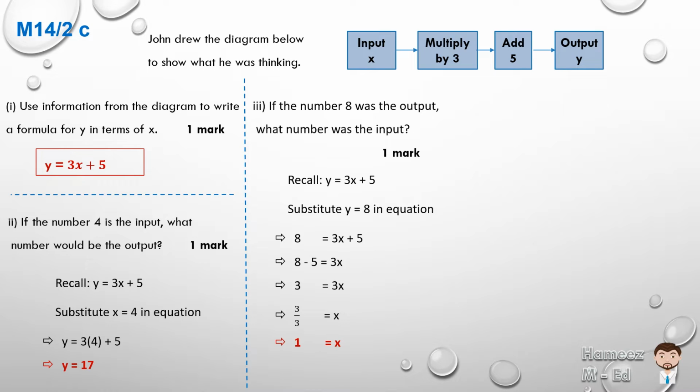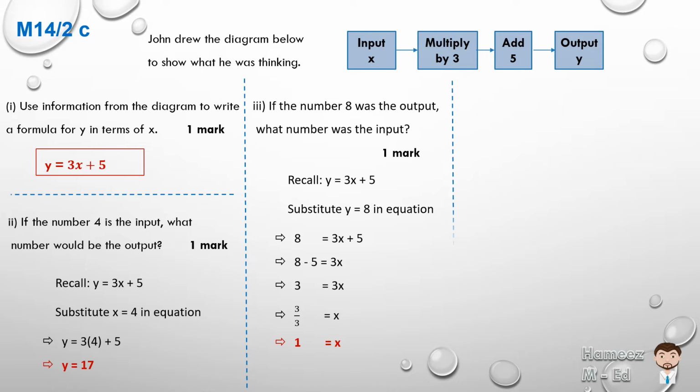And if we look into our flow diagram, let's substitute x as 1. And let's see what we get. 1 times 3 is 3. 3 plus 5 is 8. So we got our output as 8, therefore we're on the right track.